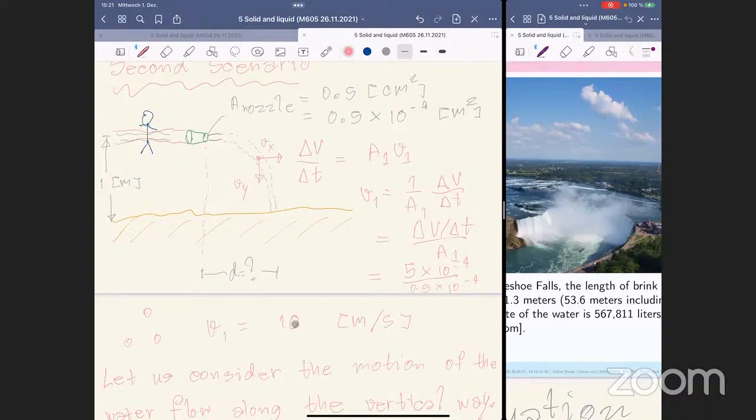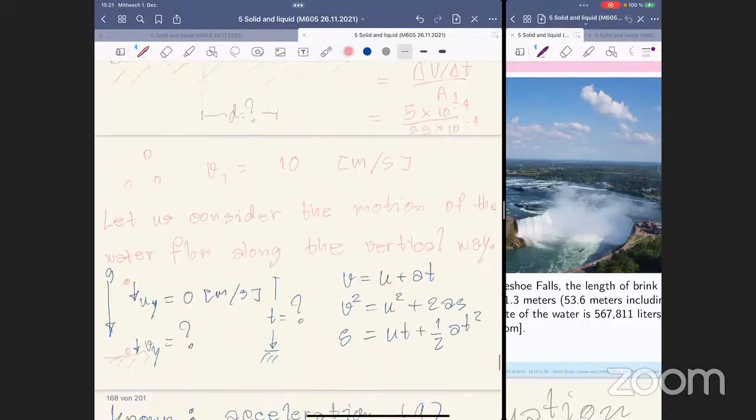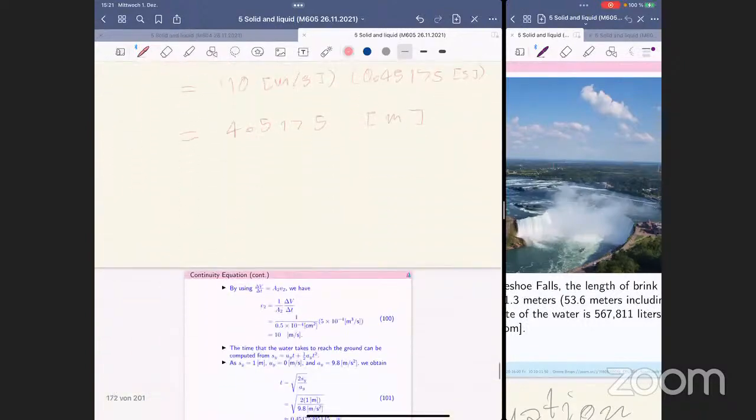So this problem is quite complicated, but it's not beyond your ability to observe this. Okay, and now let's move to the next topic.